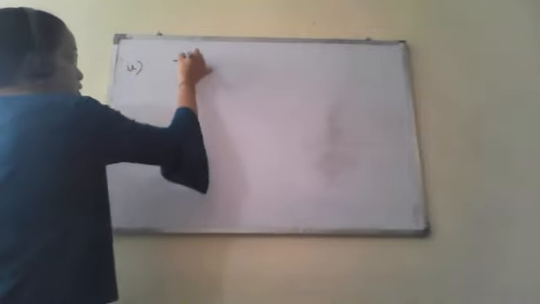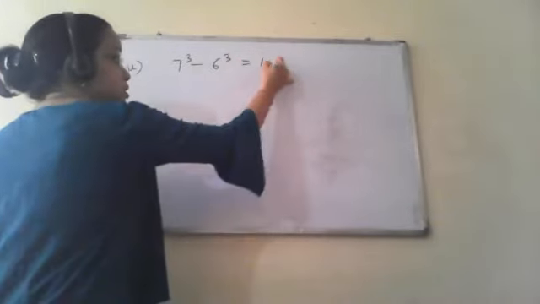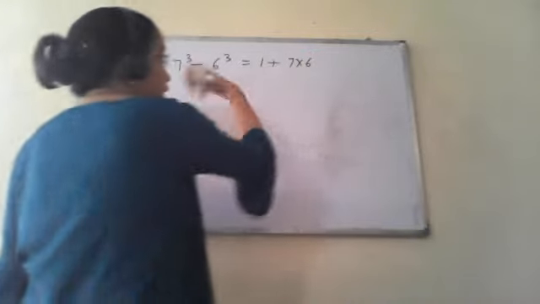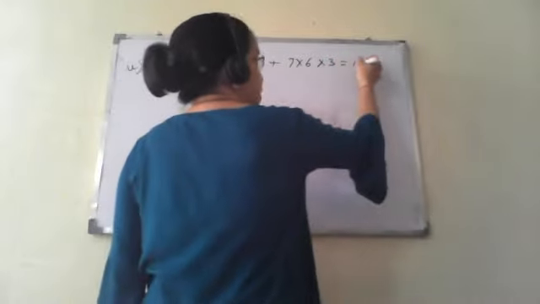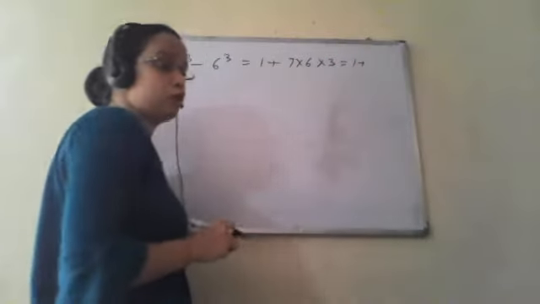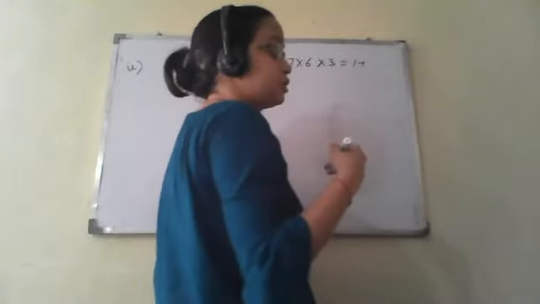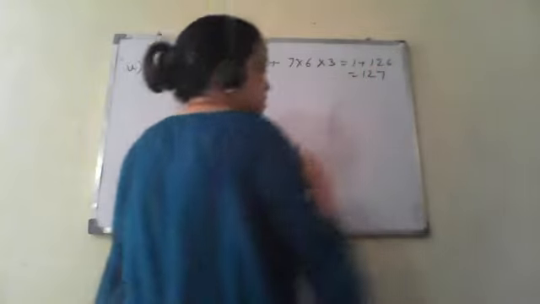One example is 7 cube minus 6 cube. It will be 1 plus the product of these numbers, 7 into 6 into 3. So this is 1 plus 6 into 7, 42. 42 into 3 is 126. So it will be 127.